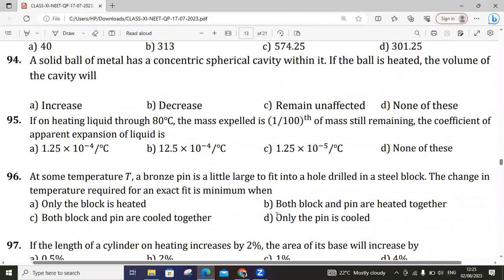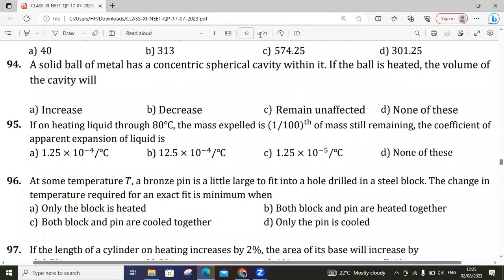A solid ball of metal has a concentric spherical cavity within it. So it is like this. Here is a cavity and this is a solid ball. If the ball is heated, the volume of the cavity will? So if the ball is heated, then it will expand. If you consider this to be made up of many thin hollow spheres or thin shells, then this layer will also expand. So the cavity will increase its size. Volume of the cavity will increase.